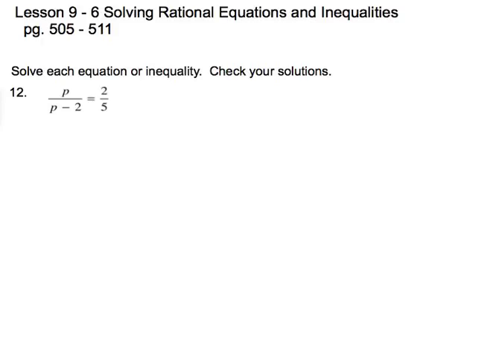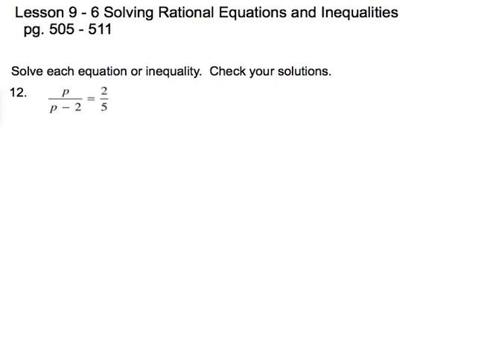Okay, now we're looking at lesson 9.6, solving rational equations and inequalities. Part of the goal is when you're dealing with the rational ones, remember that means that we can be dealing with fractions. Picking one of the problems, we're asked to solve each equation or inequality and check our solutions. You should always check your answers.